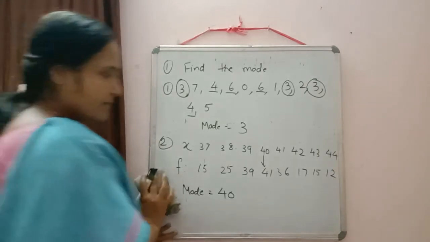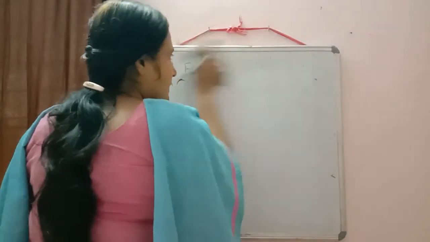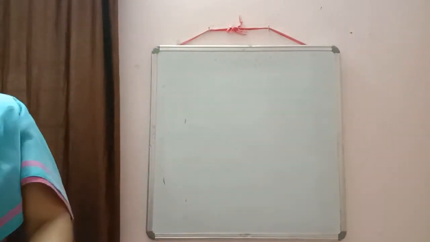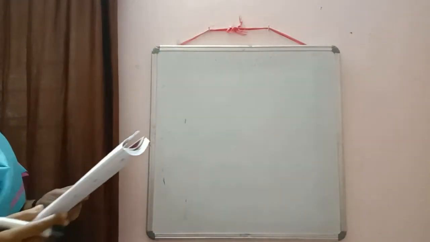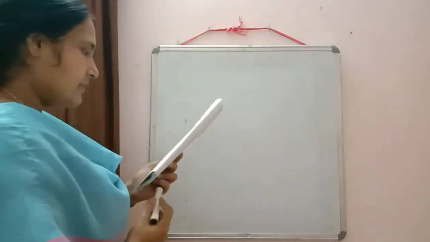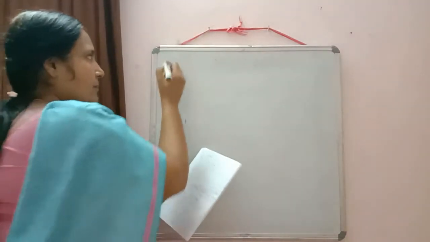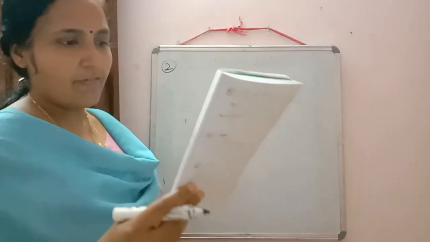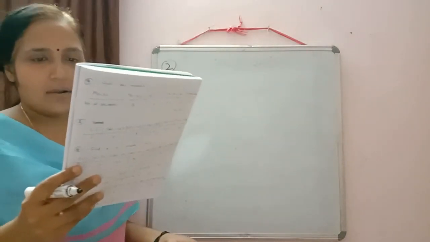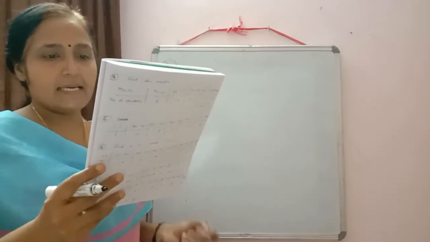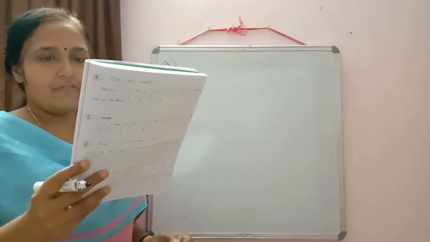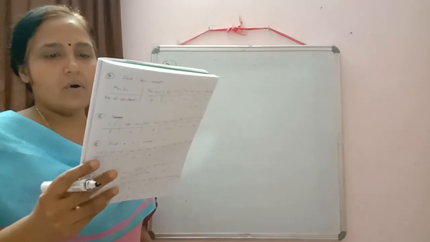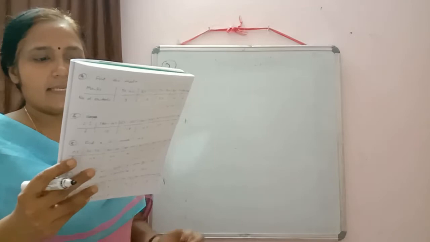Now all of you write down the second question. I am saying the question, write down. The frequency distribution table of agricultural holdings in a village is given below.